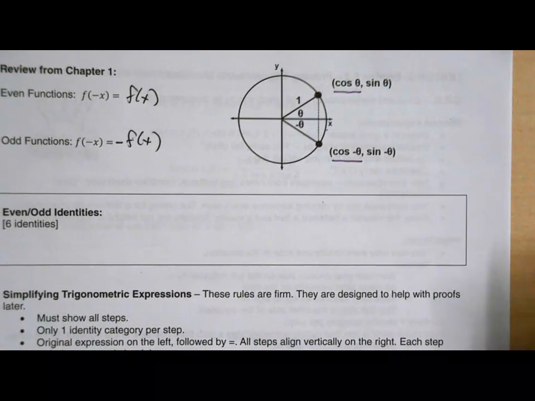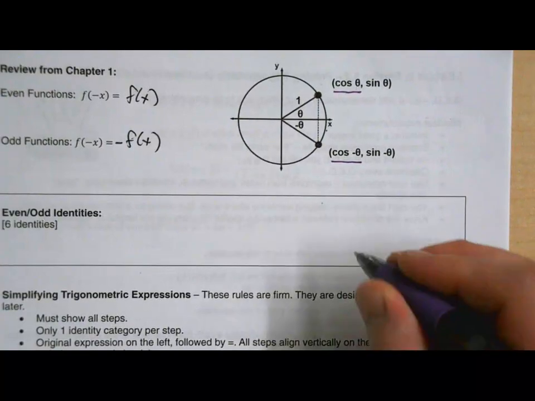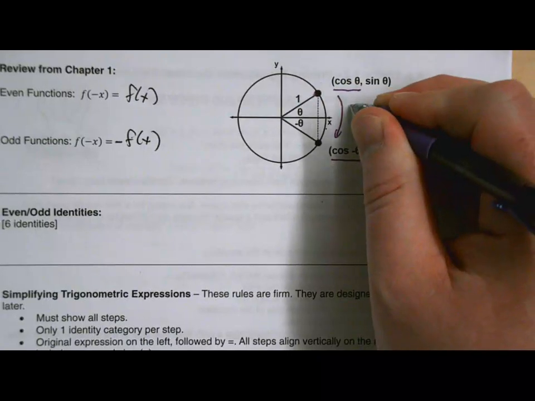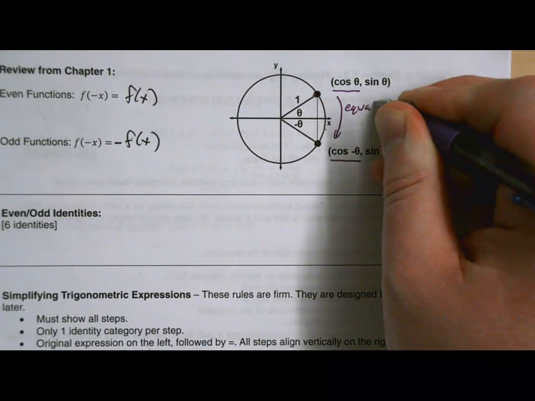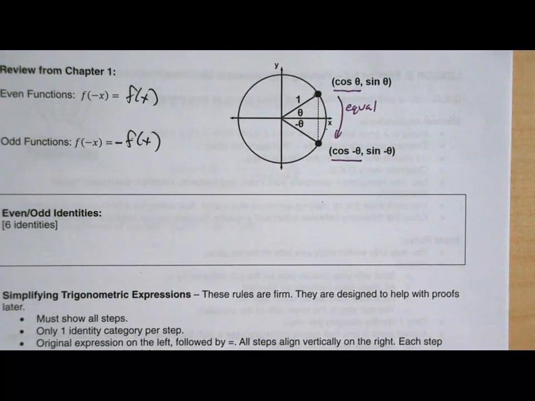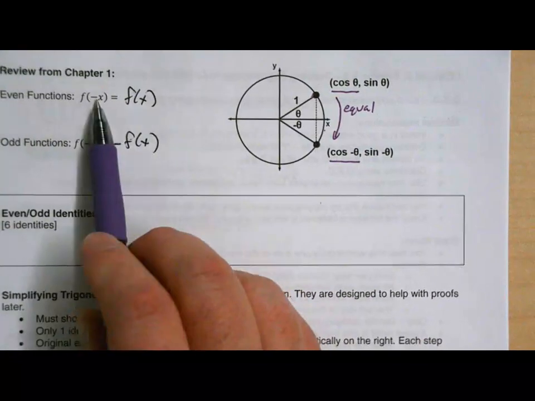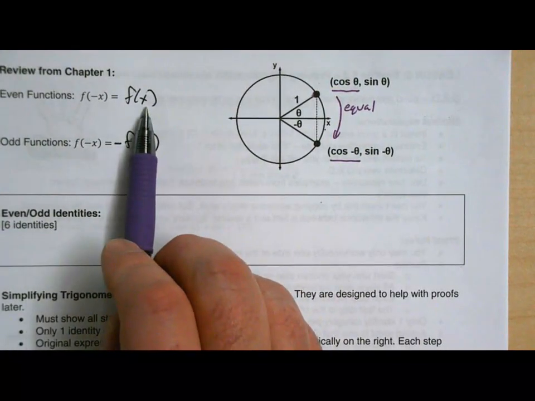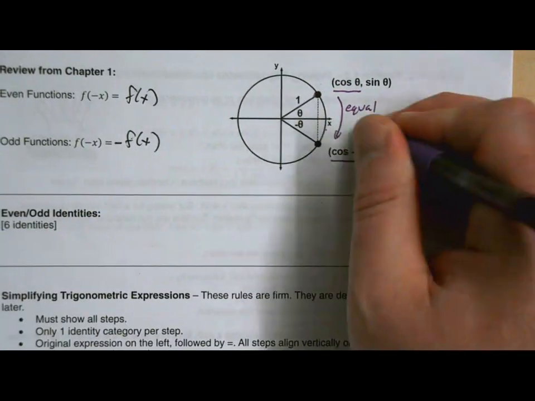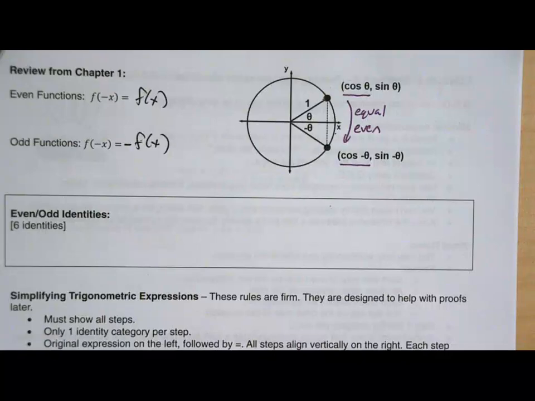They're exactly equal to each other. They are the same as each other. This x-coordinate and this x-coordinate are equal, which means what? If I've got the cosine of negative x and the cosine of x and they're equal to each other, that means that this function is even. Cosine is an even function.